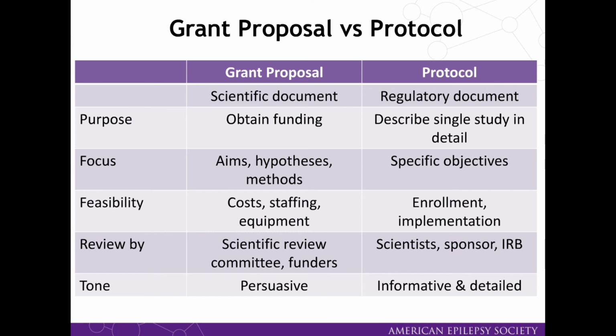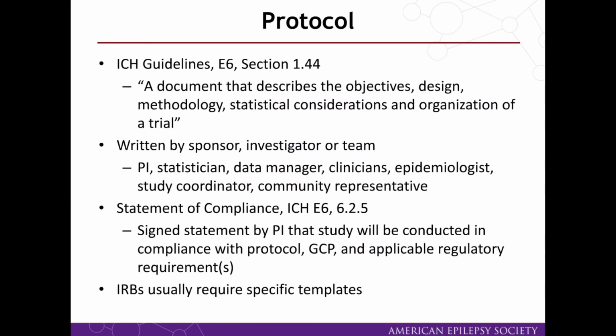The review is generally done by the sponsor and by the IRB at your institution. And the tone of the IRB proposal is informative and detailed, really detailed information about all of the study activities. So the protocol, as defined by the ICH guidelines, is a document that describes the objectives, design, methodology, statistical considerations, and organization of a trial.